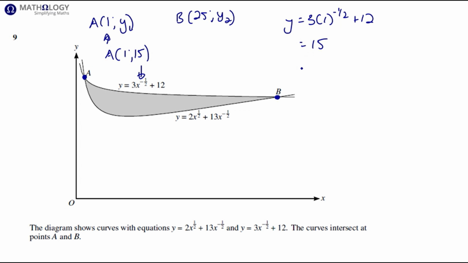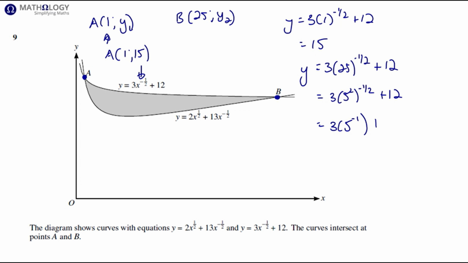1, 15. And likewise B will be 3 times 25 to the minus a half plus 12. That's going to be 3 times 5 squared to the minus a half plus 12. That's 3 times 5 to the minus 1 plus 12. So that's 3 over 5 plus 12, which is 63 over 5. So B is the point 25, 63 over 5.